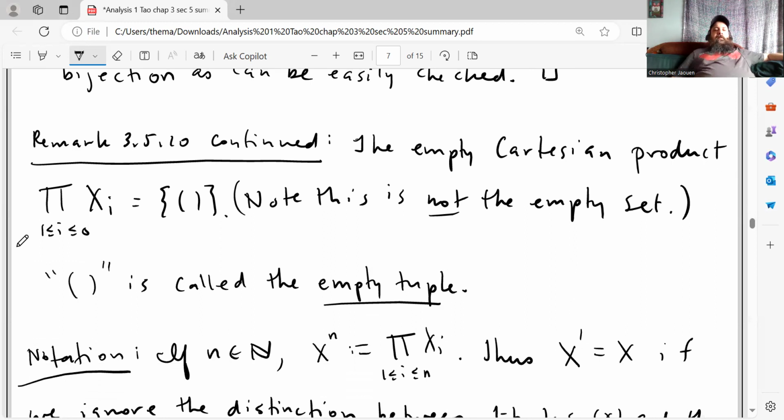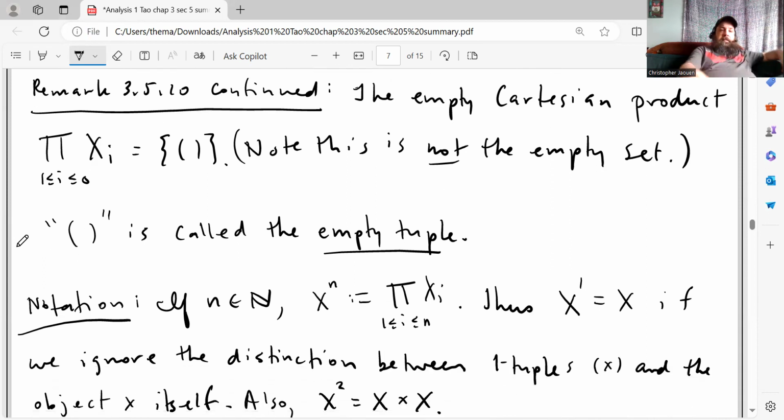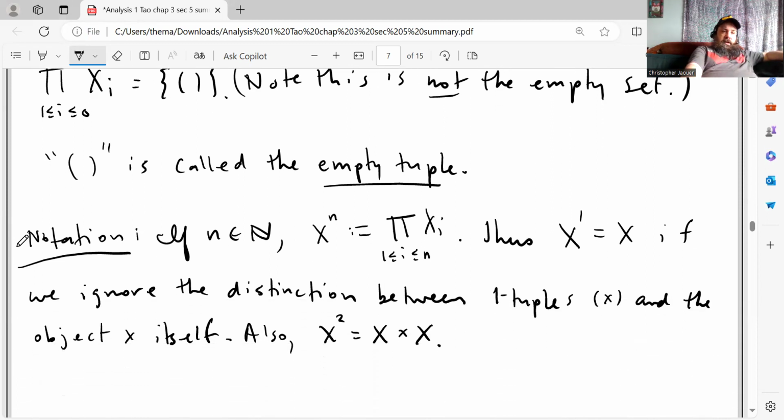Okay, remark 3.5.10 continued. The empty Cartesian product is defined to be the set containing what's called the empty tuple, rather than the empty set. So the empty Cartesian product is not the empty set. It's the singleton set containing the empty tuple. That's what we mean by the empty Cartesian product.